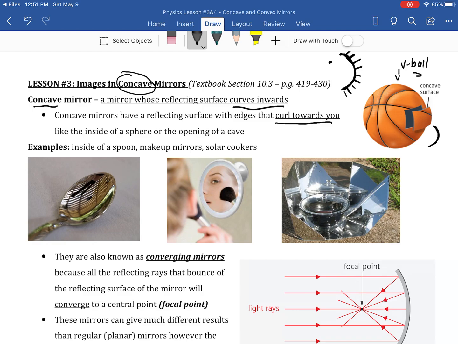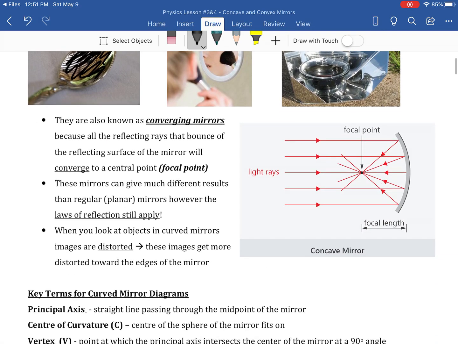All right, so here's the inside of a spoon. All that inside is the reflecting surface of a concave mirror. Some makeup mirrors, solar cookers, these are all examples of concave mirrors. Now, concave mirrors are also known as converging mirrors. And there's a reason why they are called that.